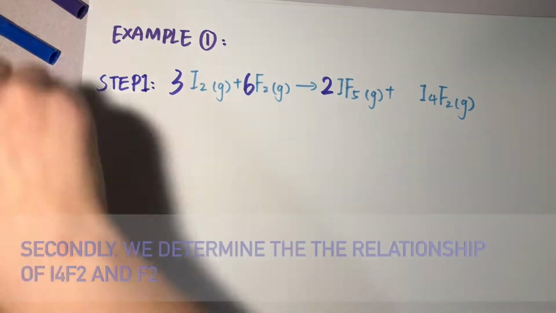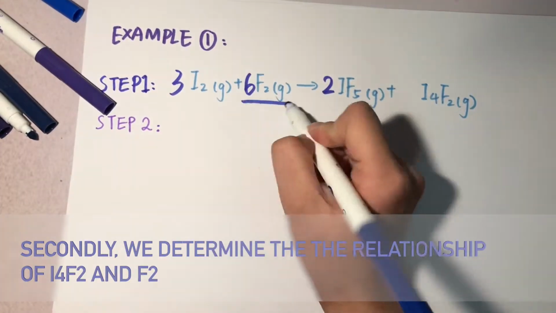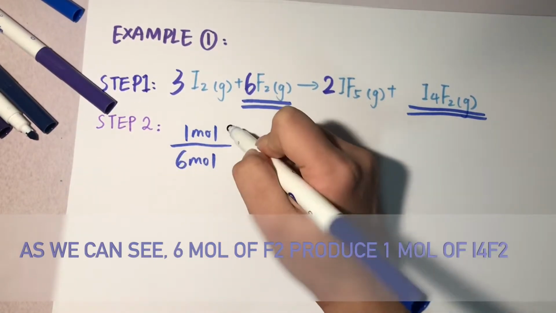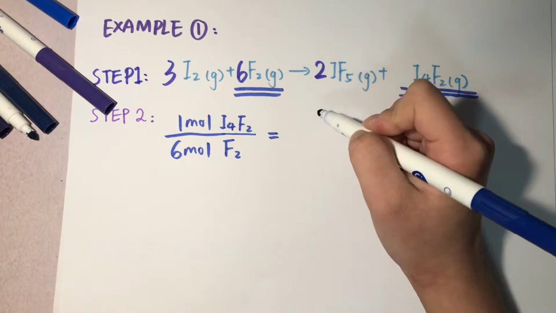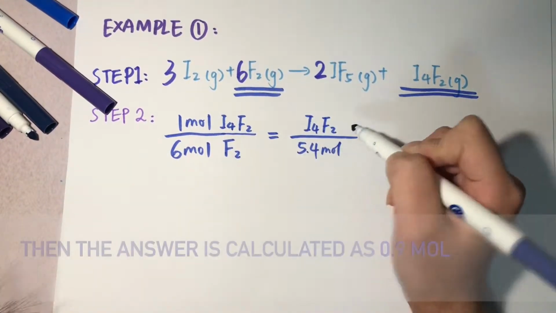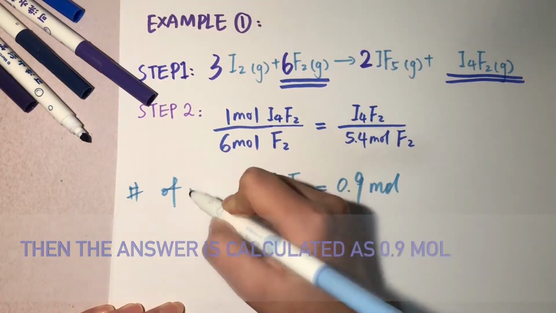Secondly, we determine the relationship of tetraiodide difluoride and fluorine gas. As we can see, 6 moles of fluorine gas produce 1 mole of tetraiodide difluoride. So the equation is set like this. Then the answer is calculated as 0.9 moles.